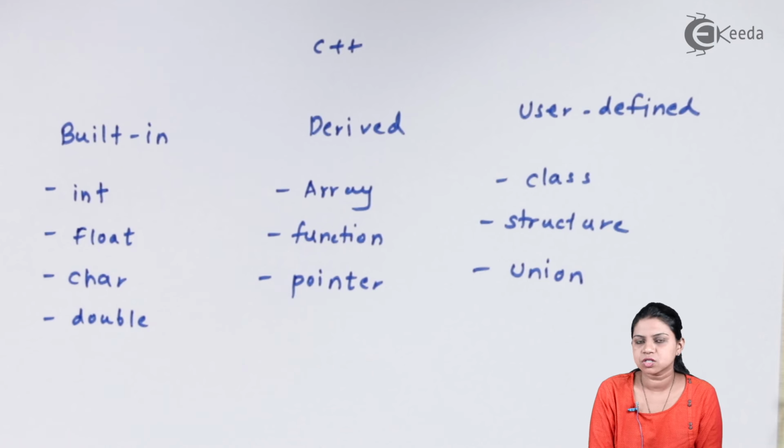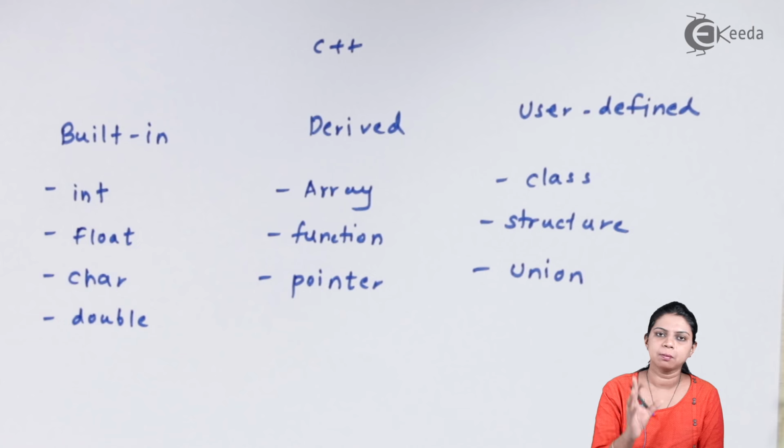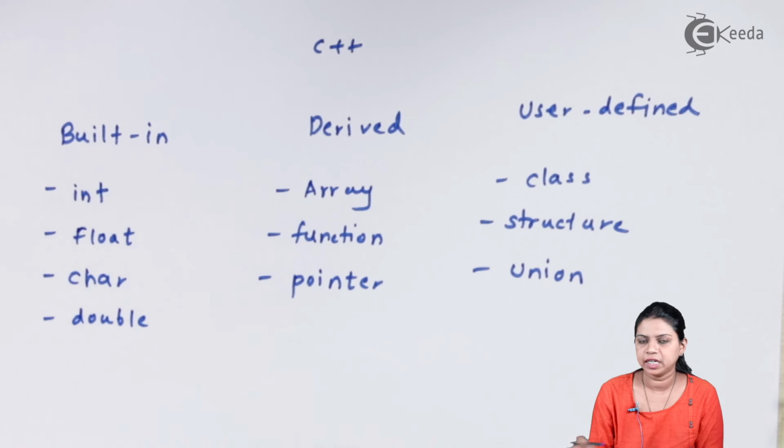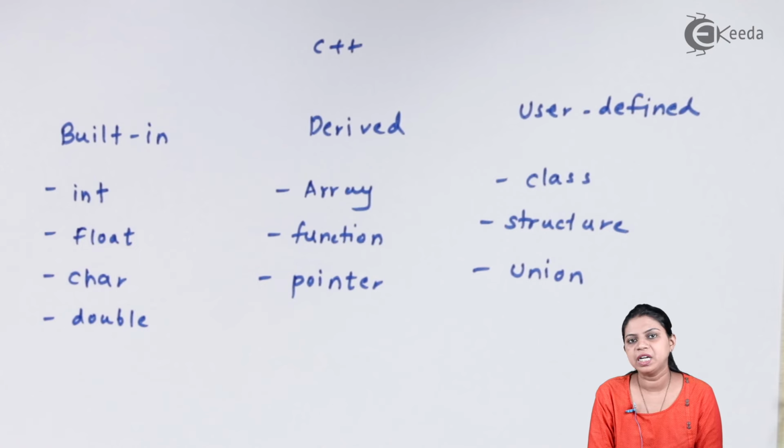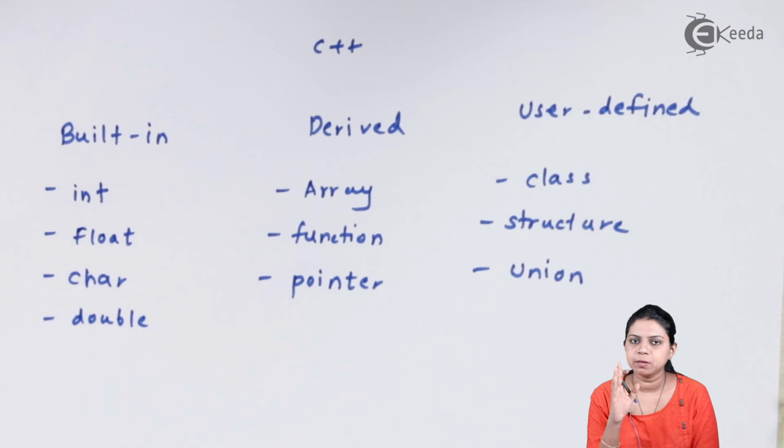As of now, we will just concentrate on built-in data type, and then we will see derived and user defined data types later in the video. Built-in is something which is already there in the compiler. So the meaning of those built-in data types has already been explained to the compiler. Compiler knows the meaning of those data types, and I call them built-in data types. The next is called derived data type. Those data types are derived from the built-in data types, hence I call them derived data types. So array, function, pointer are derived data types.